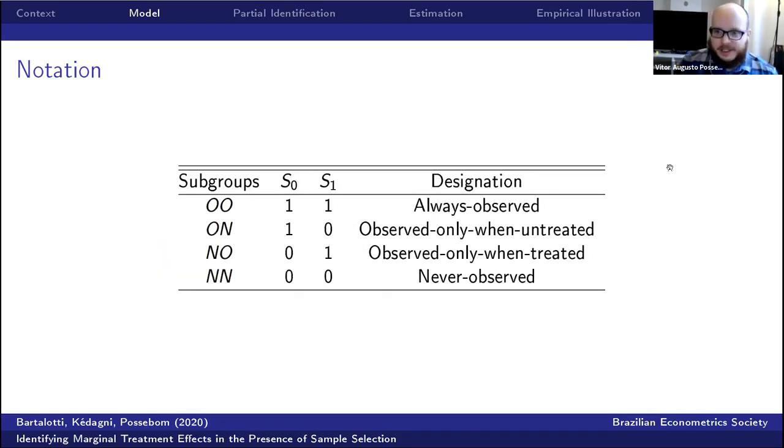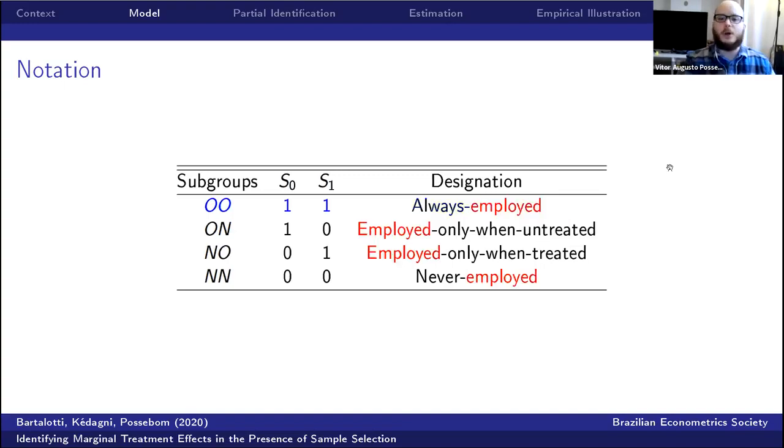As a consequence of sample selection, we can define 4 latent groups. So basically, those latent groups are defined by the pair S0 and S1. And today, we'll focus on the first group here. We focus on the always observed group. That is people who are in our sample, regardless of their treatment status. And our identification assumptions will basically constrain those latent groups in specific ways, allowing us to extract more information from the data. Whenever you see observed in this talk, you can also think about a person being employed in our running example.